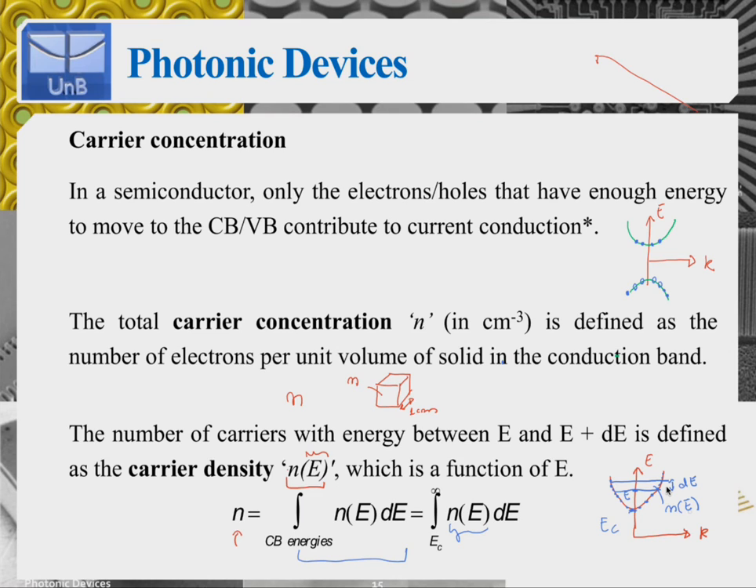But the carrier density for energy E is the number of electrons with energies between E and E plus dE, in such a way that the carrier density can be thought of as the number of electrons per unit energy for a given energy value. In other words, if N is equal to the integral of N of E with respect to energy, we can presume that N of E, the carrier density, is the derivative of the carrier concentration N with respect to energy, right?